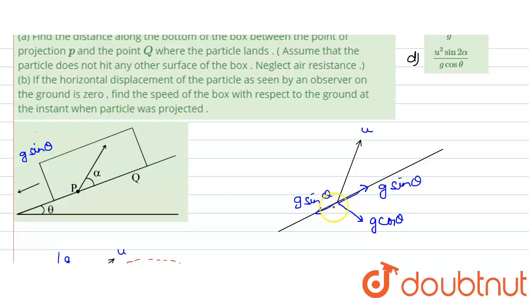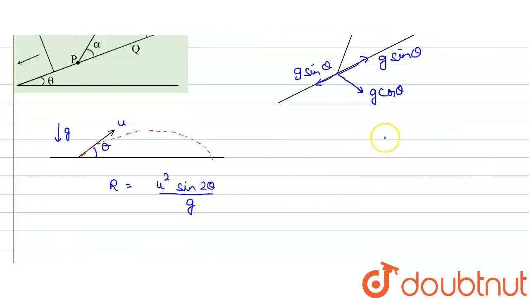Now here we can see that they don't have any relative acceleration in the x direction. This is our x horizontal, and this is our y, parallel and perpendicular to the incline. So they are having just the downward acceleration, or we can say the acceleration in the y direction, which is minus g cos of theta.